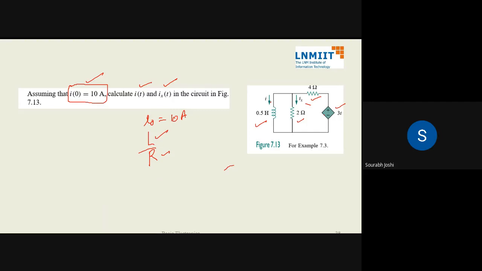Sir, we will replace the battery with a short circuit and then we will calculate R, which is called R effective. It is a dependent source. You cannot make it short. R will be 4. R will be 4. Yes, sir. Why? Sir, because 0.75. R will be 4.0.75.